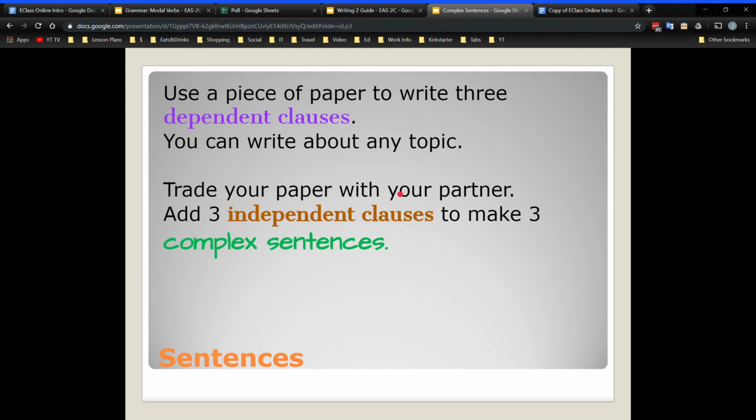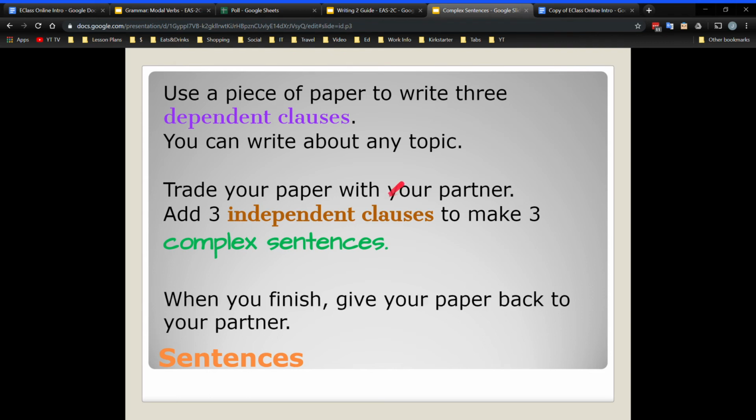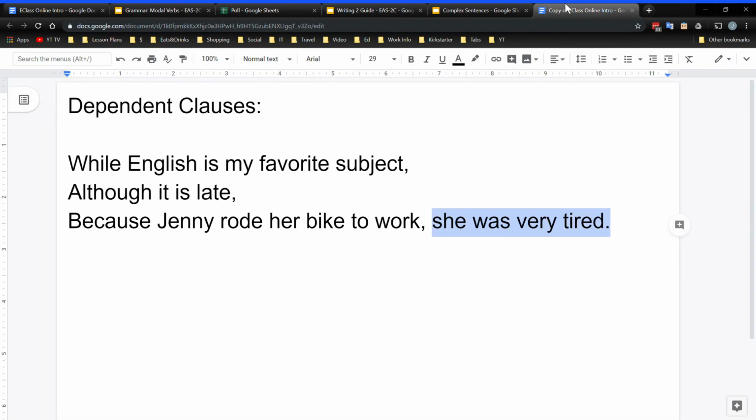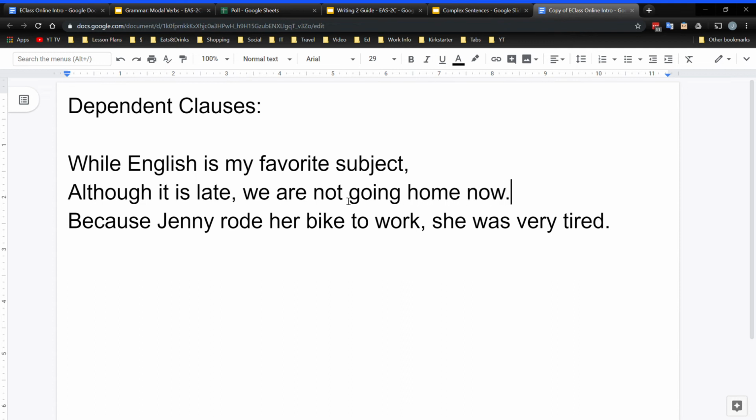Okay, so that should be enough time. So you can go ahead and give your paper back to your partner and take a look at the sentences. You should see stuff maybe like this. English is my favorite subject. So something like this. Hopefully your sentences are a bit more fun.